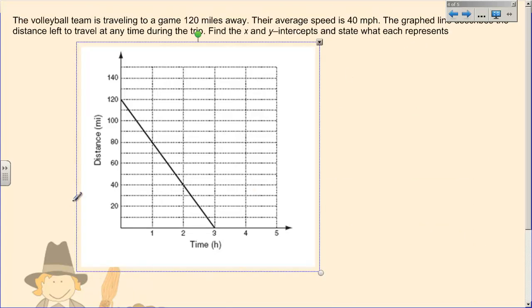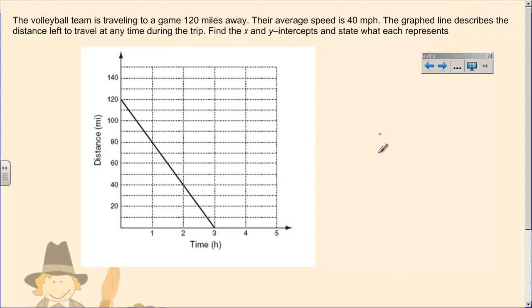Okay, now let's look at a real-world graph and see if we can't determine the meaning of our x and y intercepts. So here's what we have. The volleyball team is traveling to a game that is 120 miles away. Their average speed is 40 miles an hour. This graphed line describes the distance left to travel at any time during the trip. We just want to find the x and y intercepts and state what they represent.